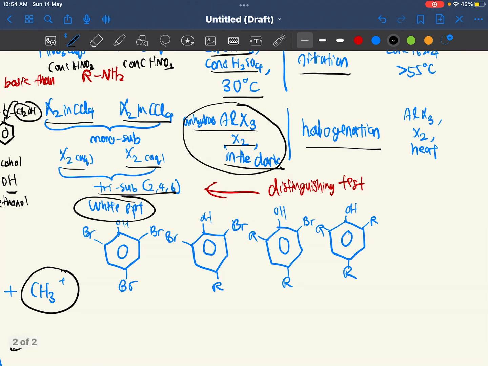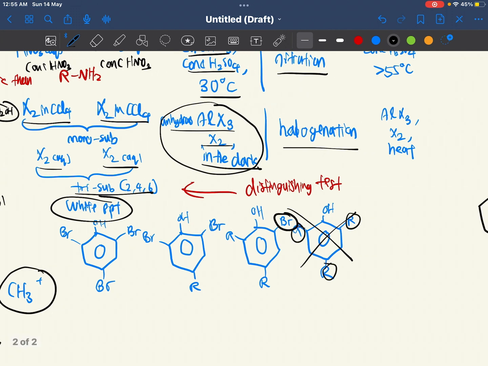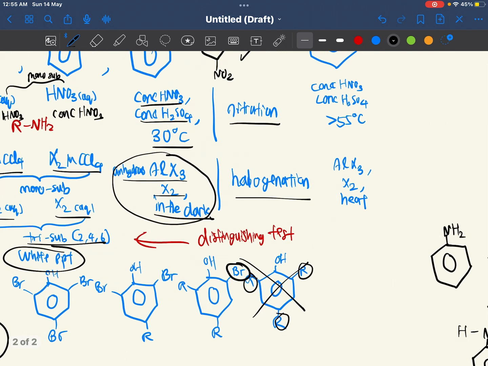So these are all possible compounds except for this. Make sure that you have at least one X atom over here. It can't be just all 3 R groups. It's not possible on the 2, 4, 6 positions. So for tri-substitution, we're looking at the 2, 4, 6 positions. So 1, 2, 3, 4, 5, 6. So 2, 4, 6.